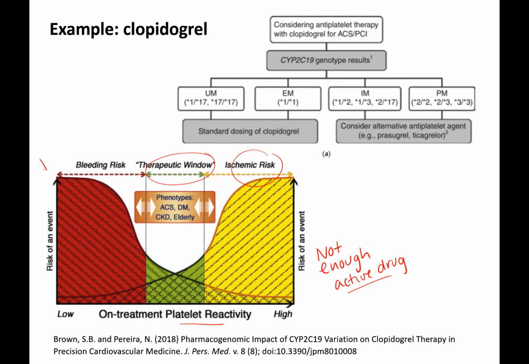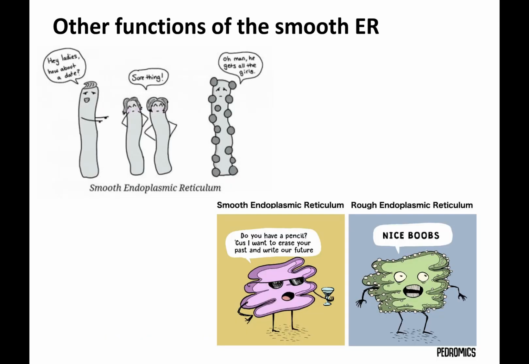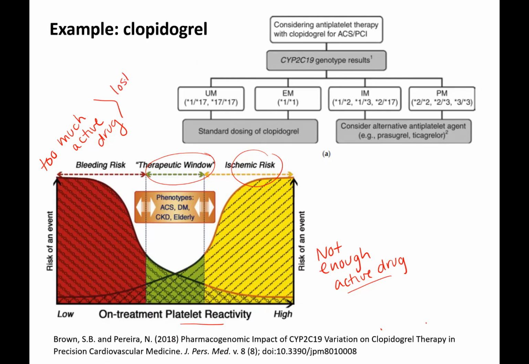If you have too much active drug, you have a bleeding risk because you've lost the ability to form clots, and you don't want someone bleeding. So this therapeutic window is where we're trying to get with the correct dosing and the correct drug.